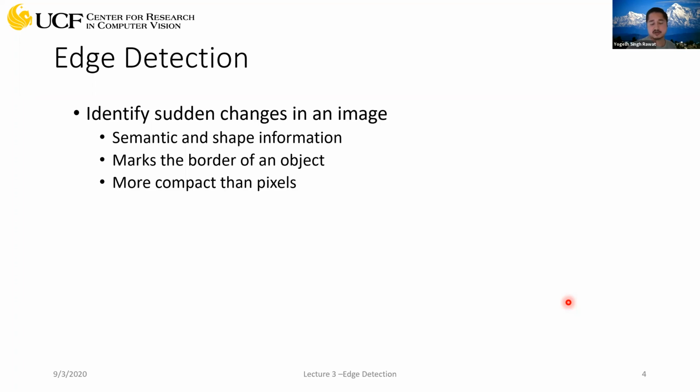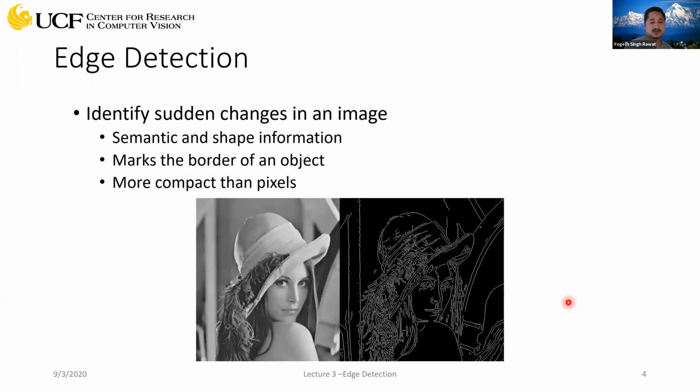Another good thing about edges is that if you have extracted edges from an image, you can store that in a more compact form as compared to the original image, because you need far fewer values to store. Only your edges will have some intensity values, and the rest of the image will be completely black, which you can totally ignore.